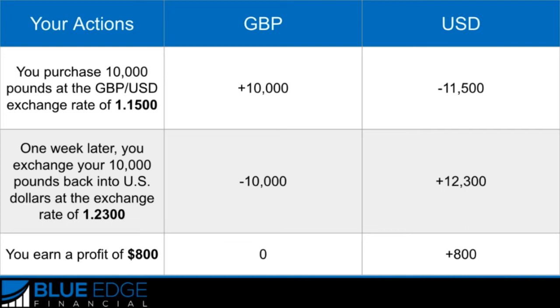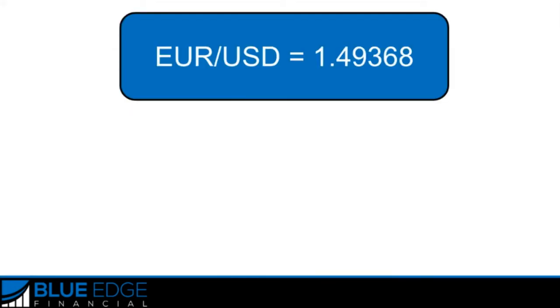So an exchange rate, the 1.15 or the 1.23, is simply the ratio of one currency valued against another currency. So for example, the GBP USD exchange rate indicates how many British pounds can purchase 1 US dollar, or how many US dollars you need to buy 1 British pound. The reason they're quoted in pairs such as GBP USD or EUR USD, Euro USD, is because in every trade, you are simultaneously buying one currency and selling another.